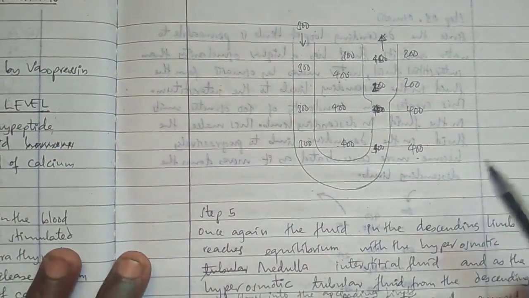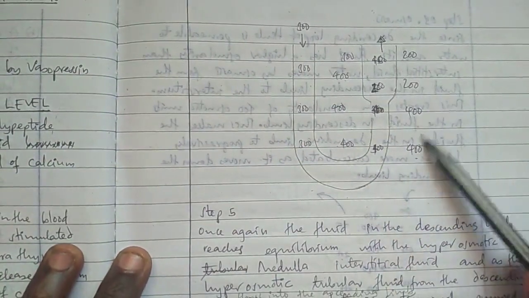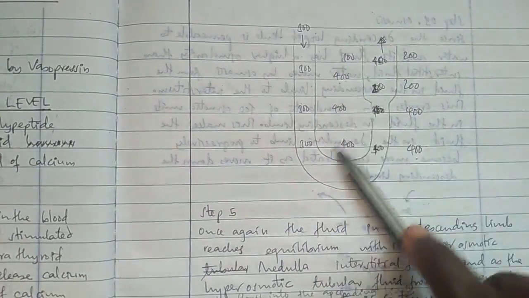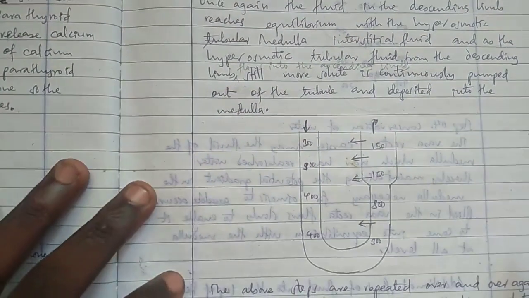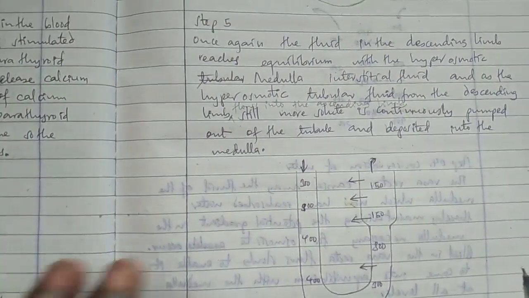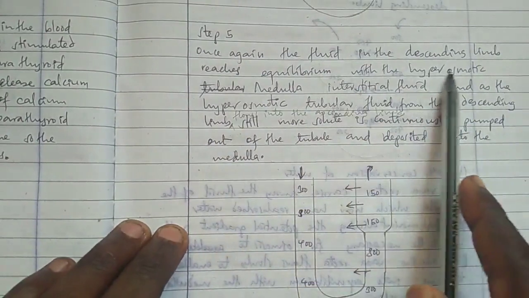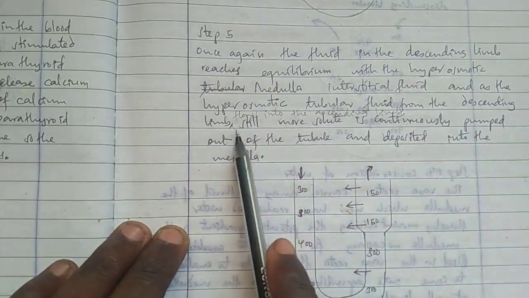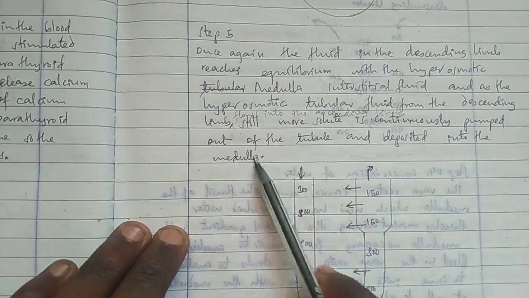So you will see in the next stage that this one becomes 200, this one 400, 200, 400, 200, and here it is no longer 300. As the interstitium keeps increasing and they keep releasing water, you see? So in step 5, once again the fluid in the descending limb reaches equilibrium with the hypertonic medulla interstitial fluid, and the hypertonic tubular fluid from the descending limb flows into the ascending limb. Still more solute is continuously pumped out.